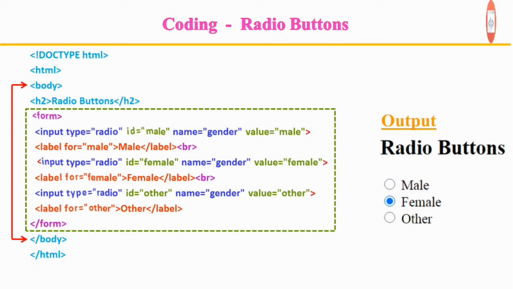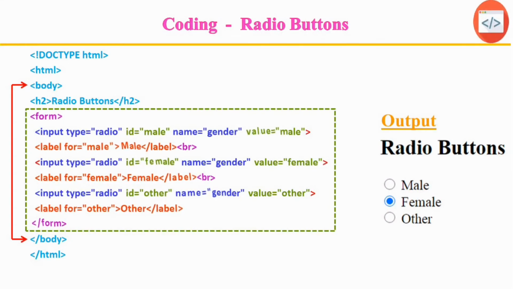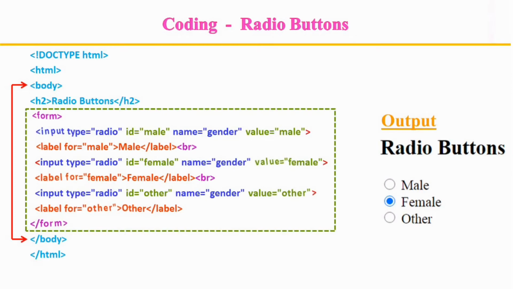Each radio button must be accompanied by a label describing the choice it represents. The value in the for attribute should be the ID of the element you are labeling. And you can see the output for the respective code.